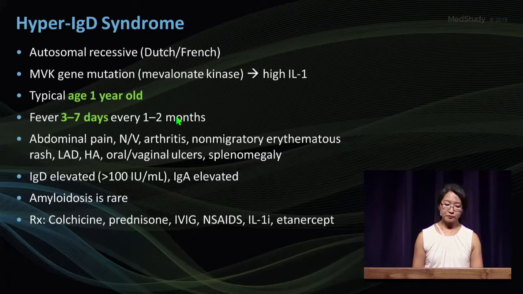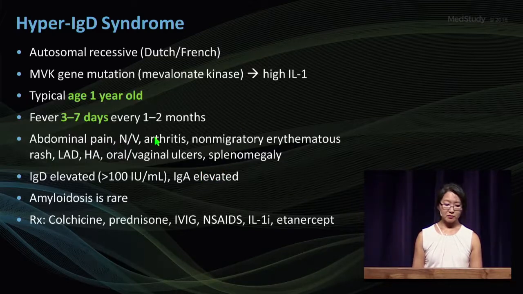Hyper-IgD syndrome. Of all the autoinflammatory diseases, this is also one of the more common ones. It's an autosomal recessive found in the Dutch and French ancestries. So the gene associated with hyper-IgD syndrome is mevalonate kinase, MVK gene, and this causes a high level of IL-1. Typically, these patients are very young. They're under 1 year old. Fever here lasts for about a week, every 1 to 2 months.